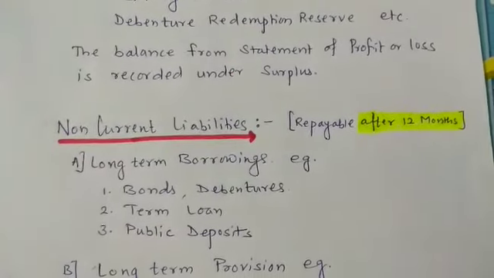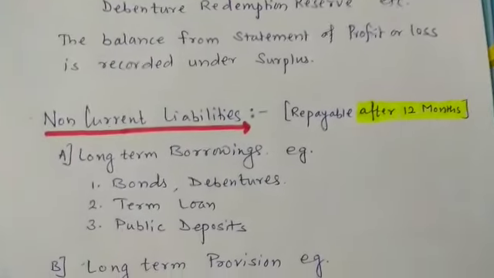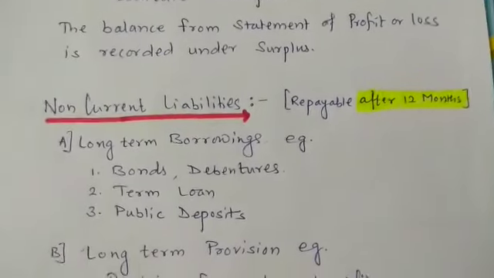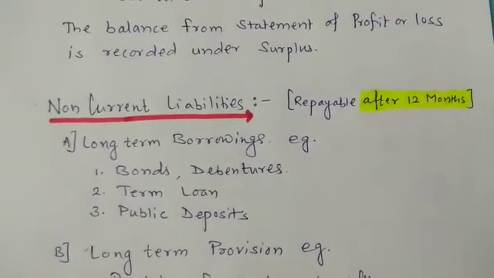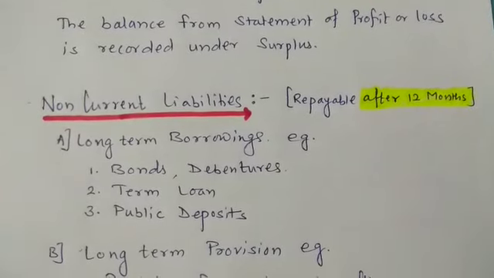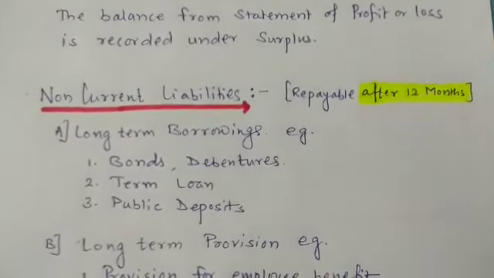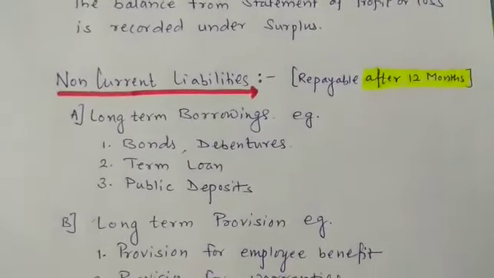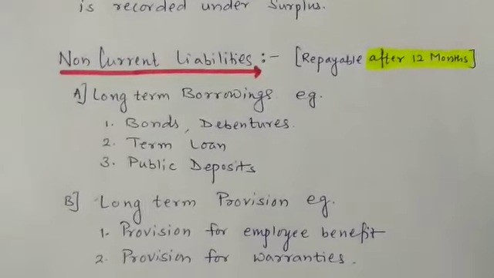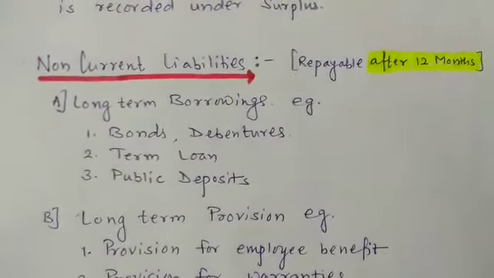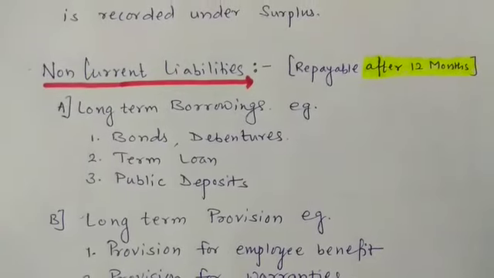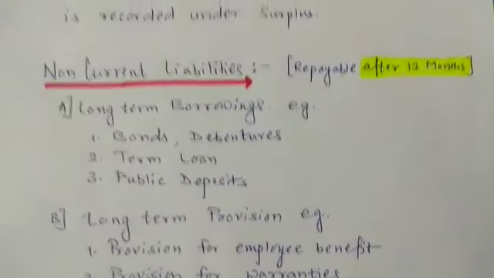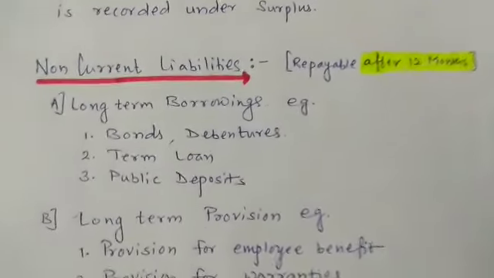The next in the list is non-current liabilities. Non-current means fixed, that is, for a longer period of time. And for us, the longer period of time for considering as non-current liabilities will be a period of 12 months. Those liabilities which are payable after 12 months will be considered as non-current liabilities. Non-current liabilities, as we have seen earlier, have subheadings. The first is long-term borrowings. I have given a few examples which will be considered as long-term borrowings: debentures, bonds, term loans of more than 12 months, public deposits, etc.